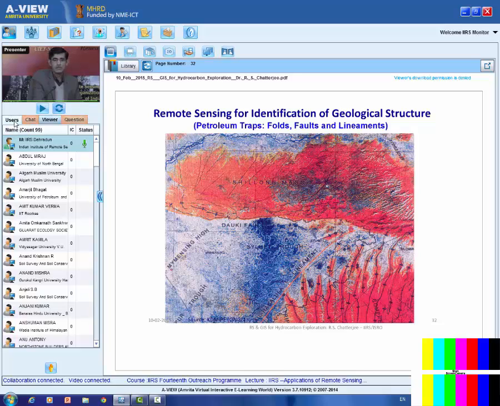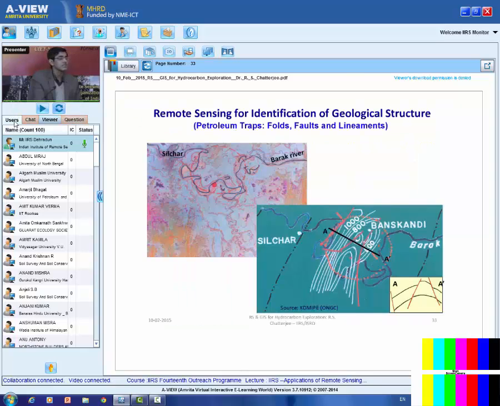In the next example, I'll show you near Silchar, the Barak River. It shows a very typical drainage anomaly. So this is the area where oil and gas can be accumulated. Folds and faults you can interpret from there. There are thrusts, so many geological structures we can interpret, and this is a geological structure which is buried underneath, with impermeable rock above it. So those are the potential areas of oil and gas accumulation, and we can explore oil and gas from such areas.